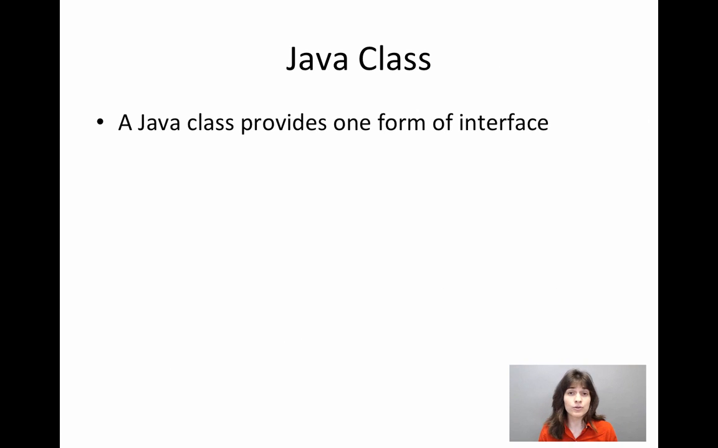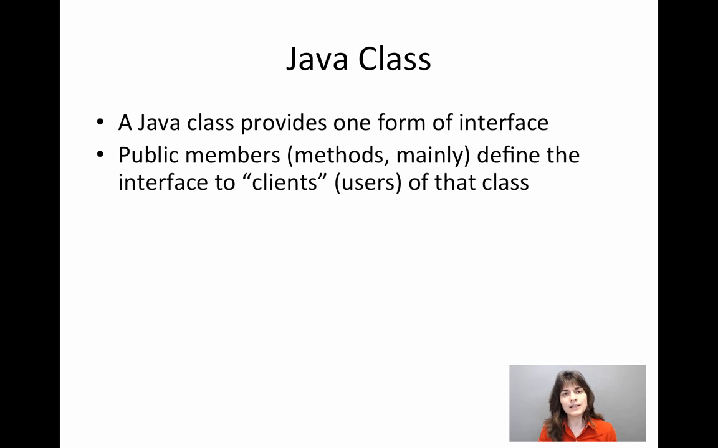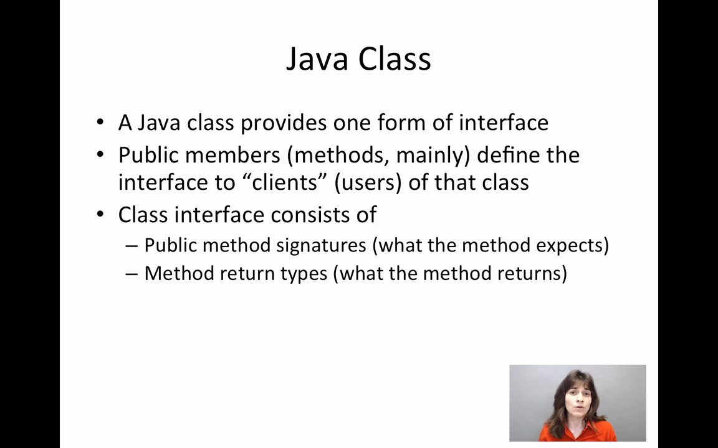A Java class is also one form of an interface. What kind of interface? It provides public members, mainly the methods, if there are any public fields as well, so that other classes, the clients, can go ahead and use. The class interface consists of two parts. One is the method signature, which specifies what the method expects. What kind of parameters does it take? The other is the method return type, which allows us to know what we should expect from that method to give us if we use it.